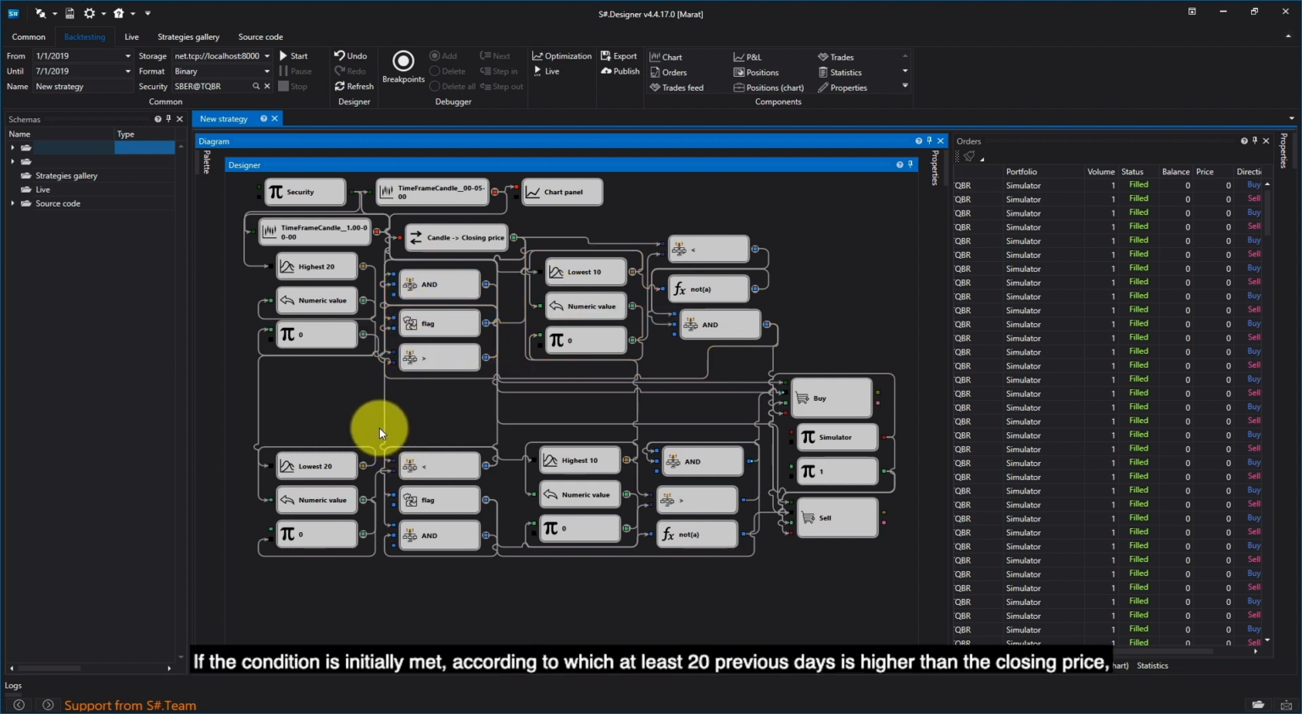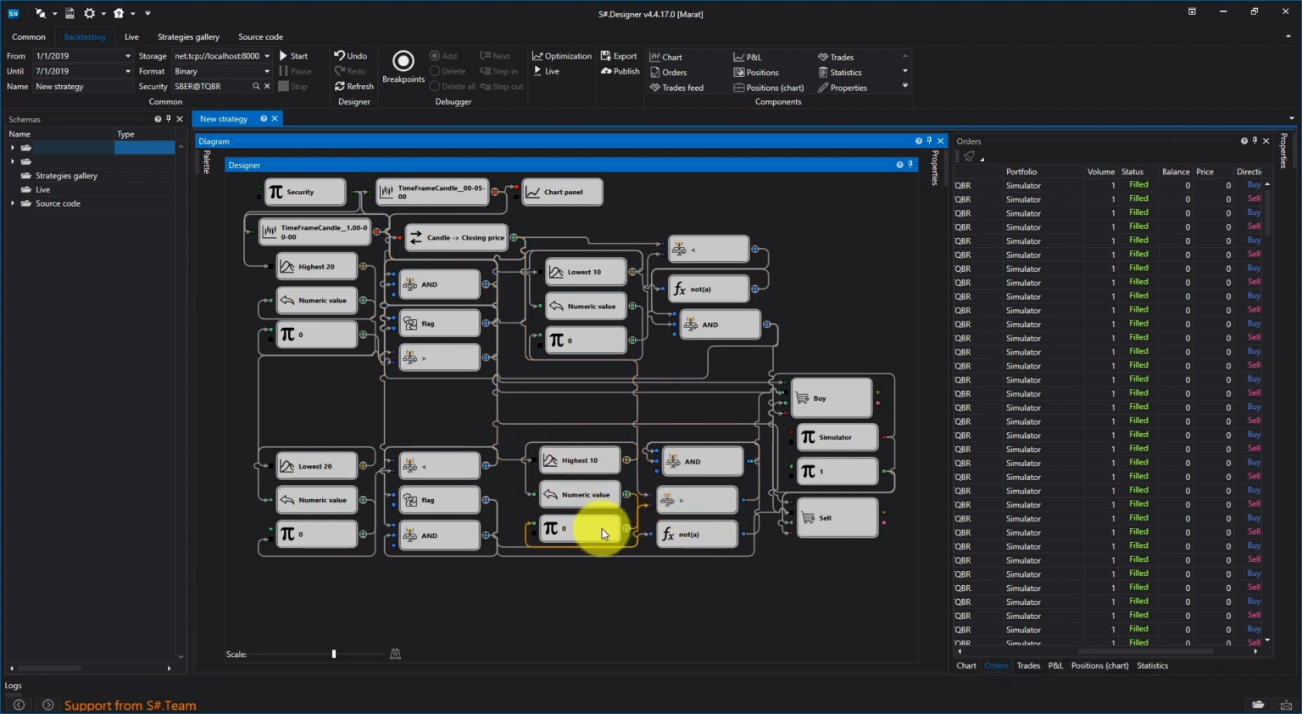If the condition is initially met, according to which the minimum of the previous 20 days is higher than the closing price, then the strategy opens a position with a sell while lowering the flag to prevent a repeated sale. The position is closed if the maximum for the previous 10 days is less than the closing price of the 5-minute candle. With that, the flag is raised.